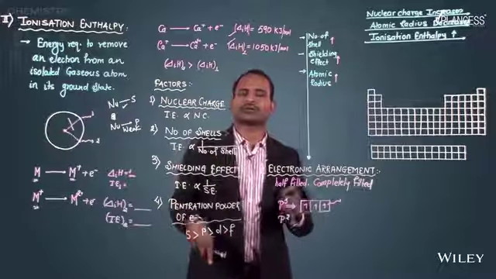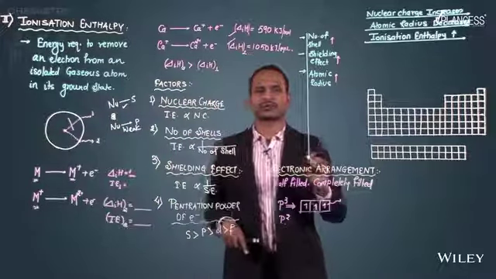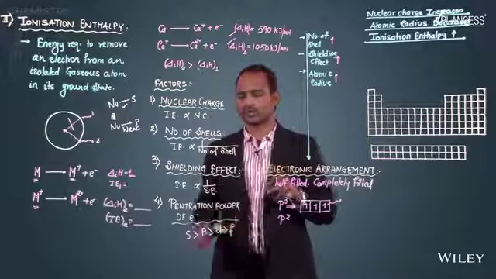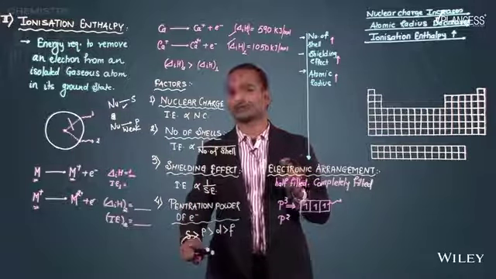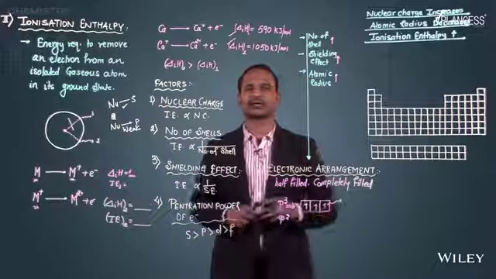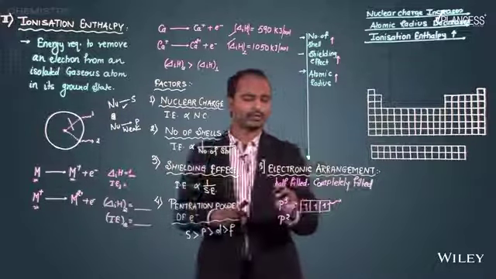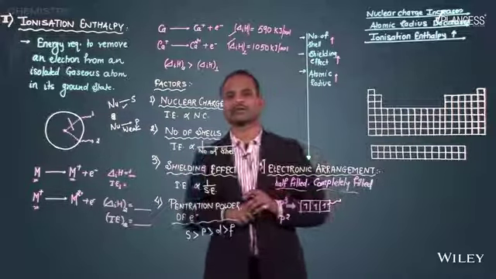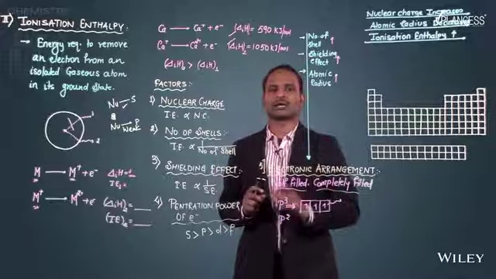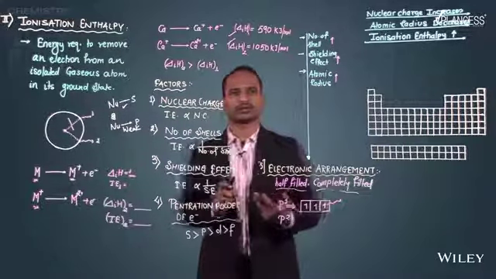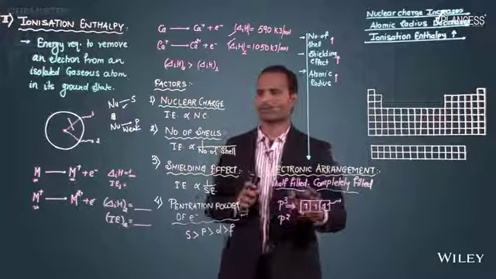And penetration power: as I said, if an atom has multiple electrons in the outermost shell, then an electron present in an s orbital will require more energy to come out than p, d and f orbitals. And then electronic arrangement, where I'm talking about the stability of an atom: if an atom has a completely filled or half-filled configuration, then again removal of an electron will be difficult. That means more energy will be needed to remove the electron.